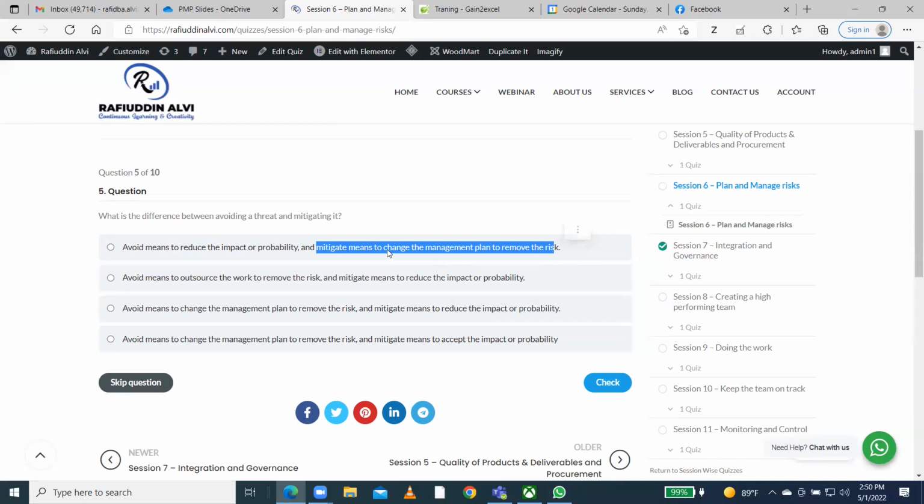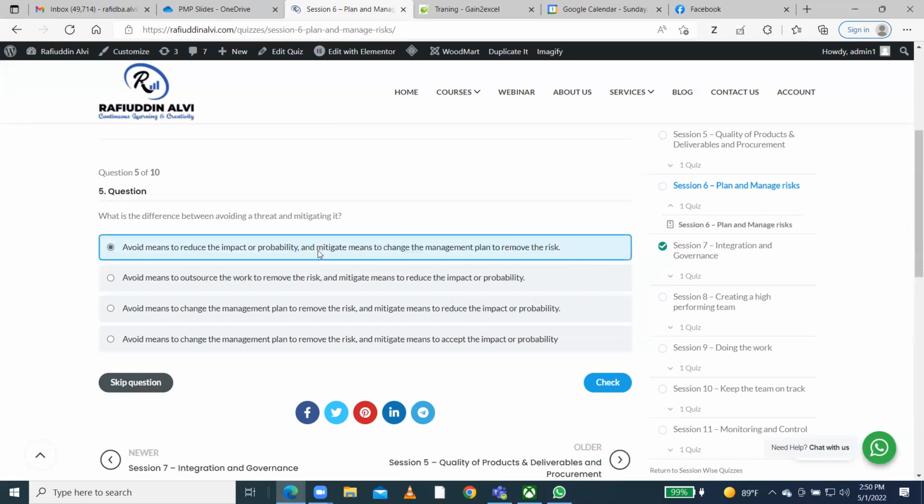So see, at least you have to go for the best one, at least what you know. Let's say, for example, you know mitigate completely. So mitigate is not matching here in the first option. Mitigate means to reduce the impact or probability. See, mitigate at least in second, third it is matching. So first and fourth you can eliminate. Now the choice is between second and fourth.